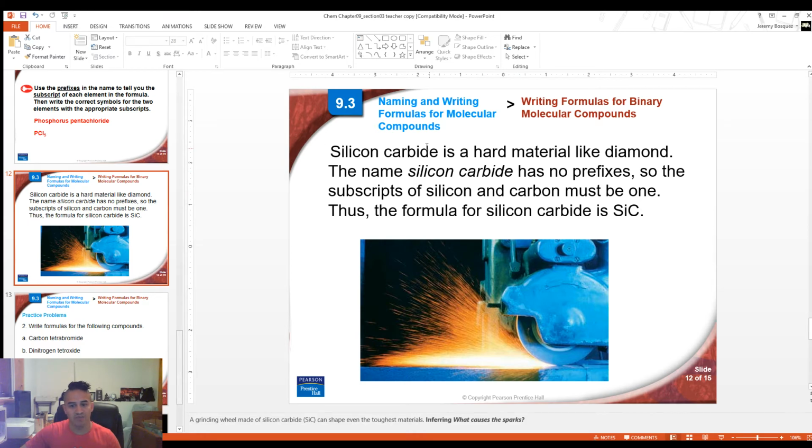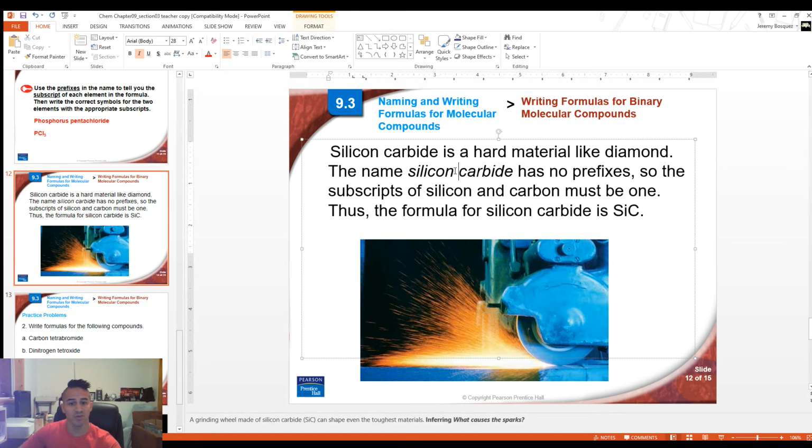So here's an example of another one. Silicon carbide is a hard material like diamond. Now you'll notice that the name silicon carbide has no prefixes on it. So that means the subscripts for silicon and carbon have to be 1. Now in this one, you'll even notice they didn't even write mono on the carbide, right? Because from the previous rules, it would be silicon monocarbide. That just goes to show that many times in chemistry when there's a 1, we just completely ignore it entirely. So silicon carbide or silicon monocarbide would be completely fine.